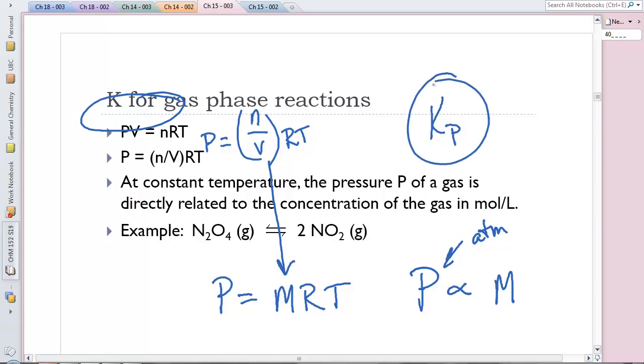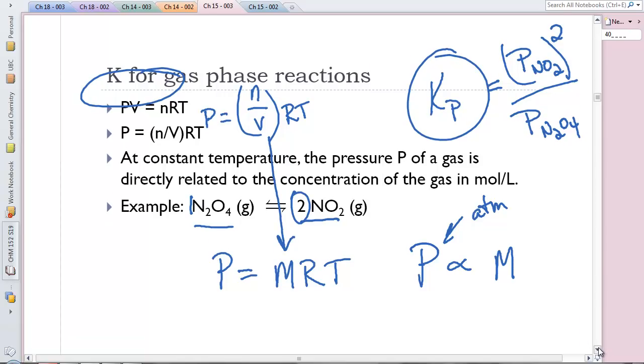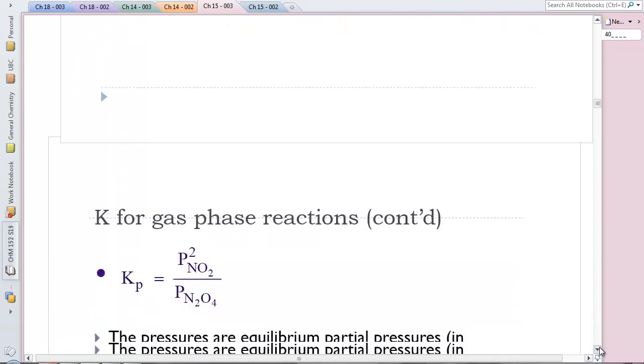So this will give us a new equilibrium constant, Kp. For the reaction that we just looked at, we would simply write it as pressure of NO2, the product, raised to the power of the coefficient, don't forget that, over pressure of N2O4, raised to the power of the coefficient, which in this case is 1. Same form, products over reactants, raised to the power of the coefficient. It's just a different unit of concentration, pressure rather than molarity. So don't be confused by Kp.